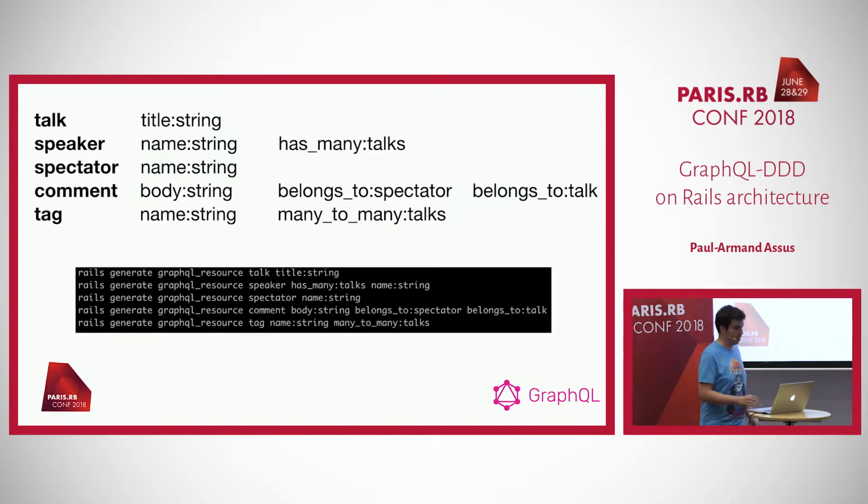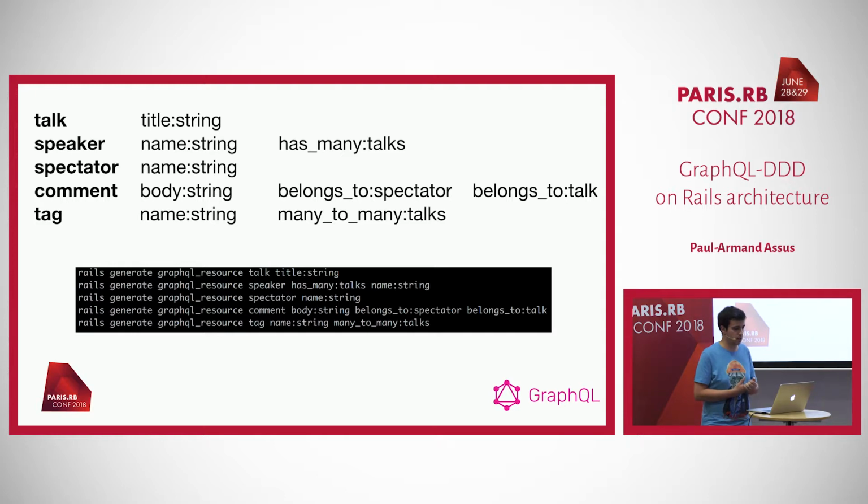And then I have my data model. So I design my data model. A talk has a title, a speaker has a name and has many talks. So you can do it both ways: either a talk belongs to a speaker, or a speaker has many talks. A spectator has a name, a comment has a body, belongs to spectator, belongs to talk.